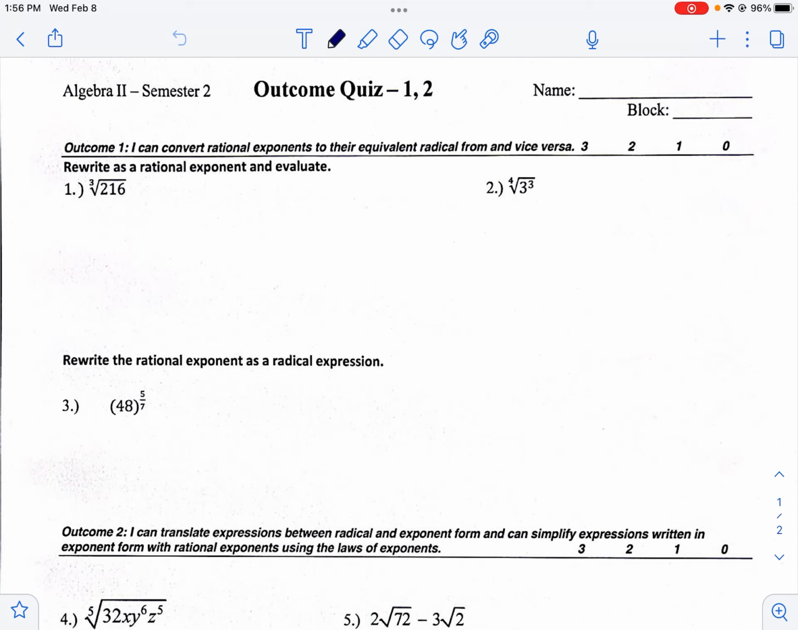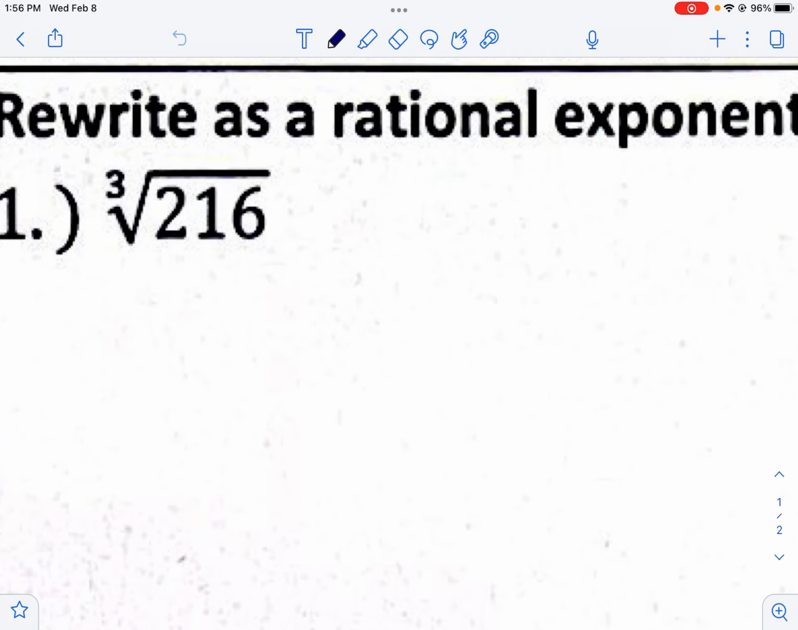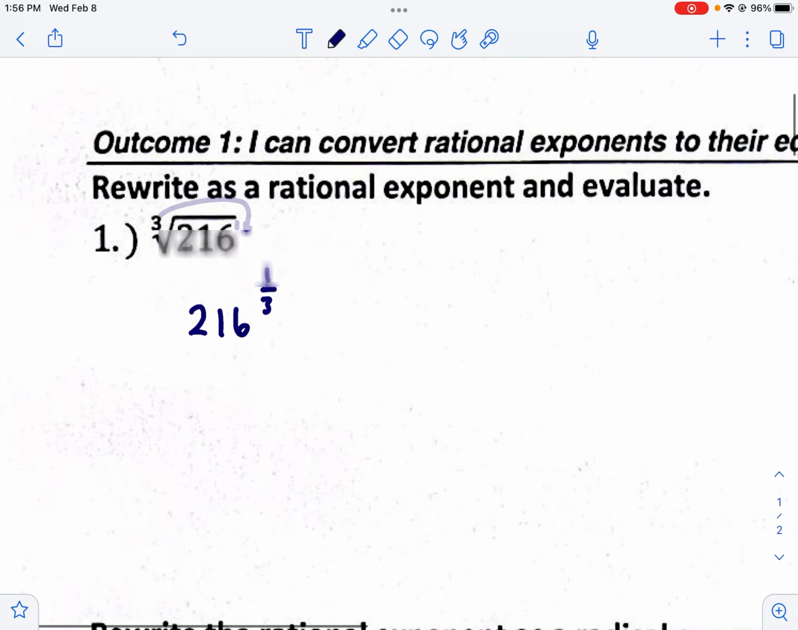So the first, I'm not going to spend too much time on outcome one because this is the second time taking outcome one. But I will say that the number one thing that kids did is they simply forgot to rewrite the expression as a rational exponent. What that means is if we do this first one here, if you remember the 216 is to the first power, so this 3 would essentially come around, making this 216 to the 1/3 power. And then you were supposed to evaluate, which means I find the answer.